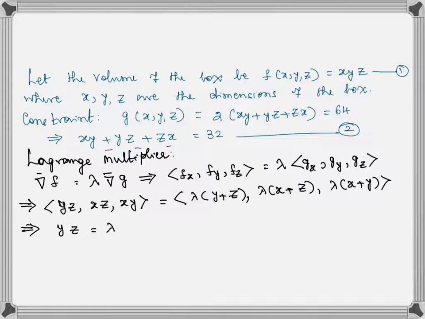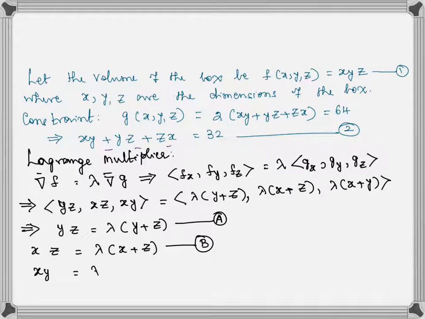yz must be equal to lambda times (y plus z). Call it step A. And then xz equal to lambda times (x plus z). Call it step B. Then xy equal to lambda times (x plus y). Call it step C. There are several ways of solving these three equations.